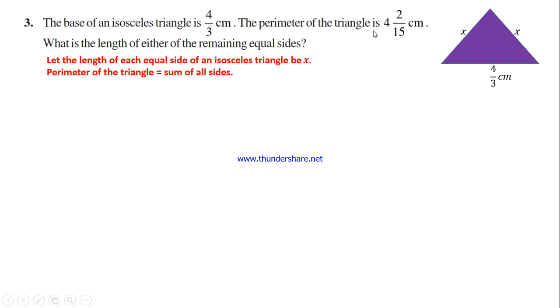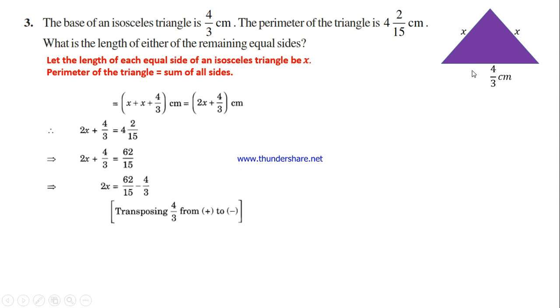Now the perimeter of the triangle is given. Perimeter means what, children? Generally, what is the perimeter of a shape? Sum of all sides. We have to add all the sides. We have formulas, but generally the sum of all sides is called the perimeter of any shape. Okay, so let's see. Because we said sum of all sides, here they have given the perimeter of the triangle.